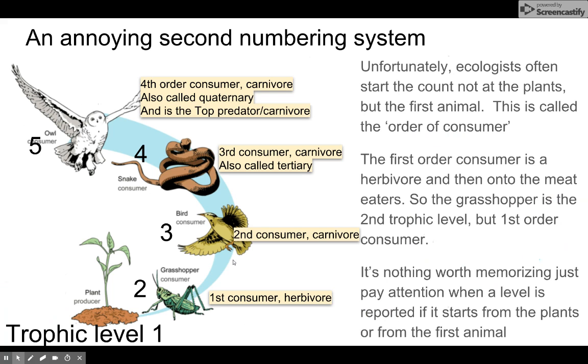Ecologists sometimes start the numbering from the animals. So you've got to pay really close attention to questions on textbooks and on tests. Do they say start numbering from the consumers, or do they start numbering from the bottom trophic level? So the grasshopper is a first consumer, which is a herbivore, but it's also at the second trophic level. It's an annoying distinction, but it's not something that requires a lot of memorization and thought. Just pay attention to where the numbering is started from. And the word third can be called tertiary and fourth quaternary. I don't use it, the textbook does.